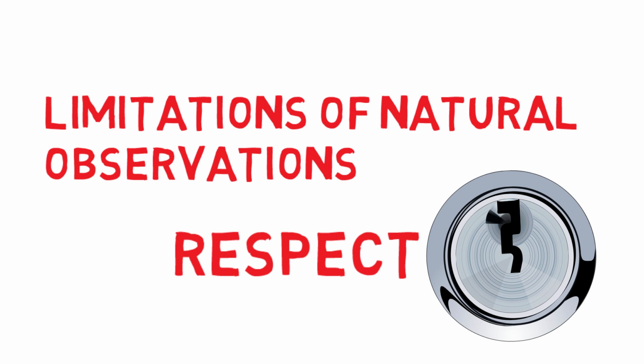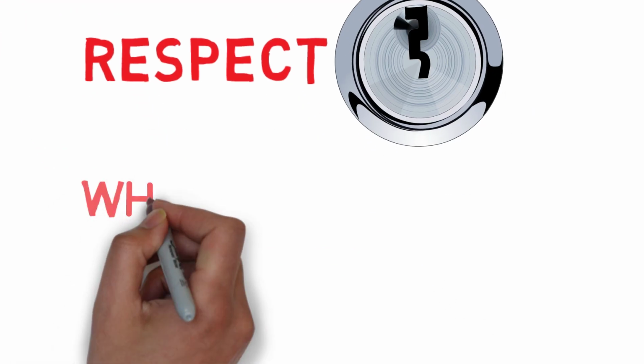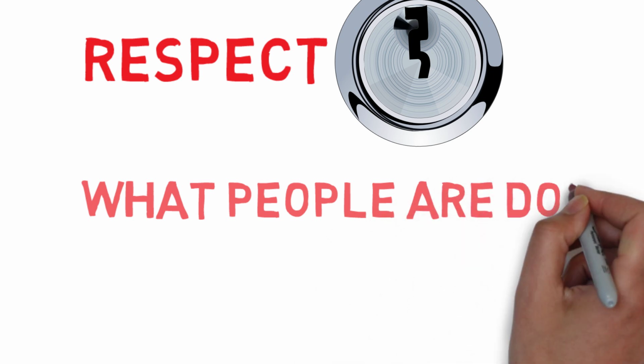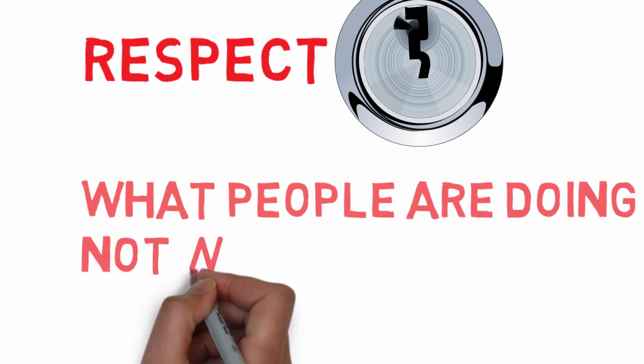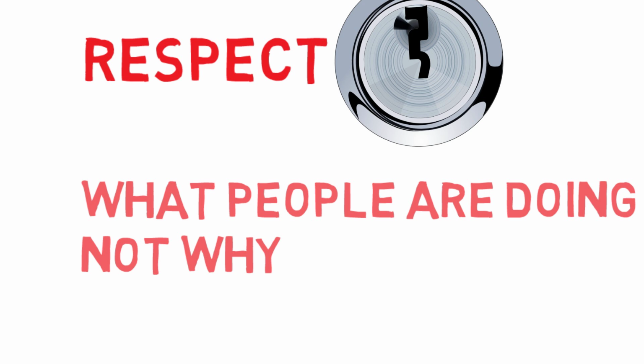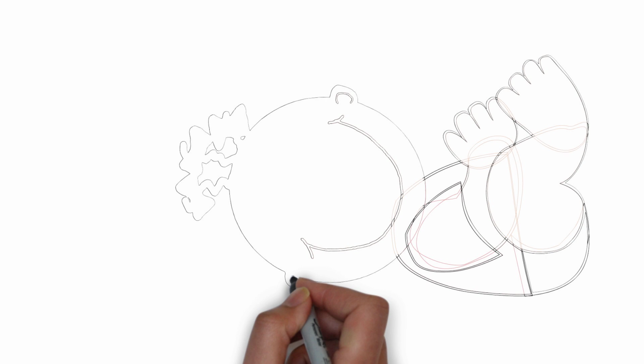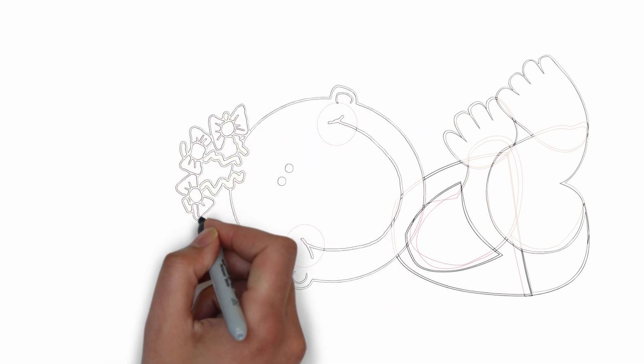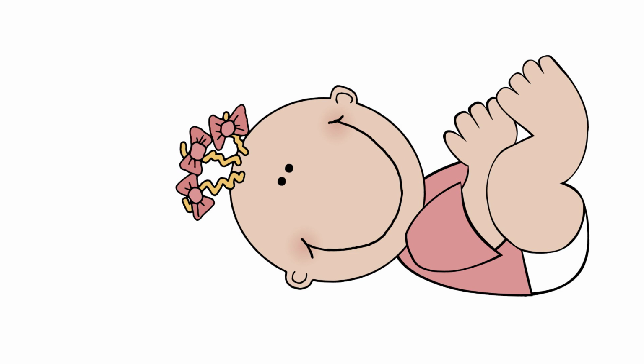A second limitation is that naturalistic observations are good at telling us what people are doing, but not why they are doing these things. For example, around the world, people speak to babies in very similar ways. But naturalistic observation is not very good at telling us why people speak to babies this way.